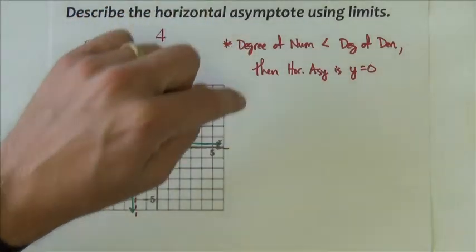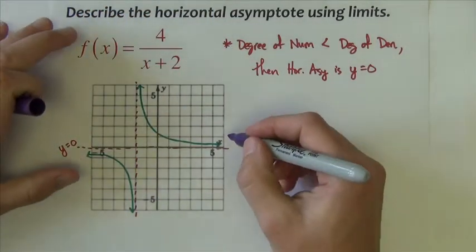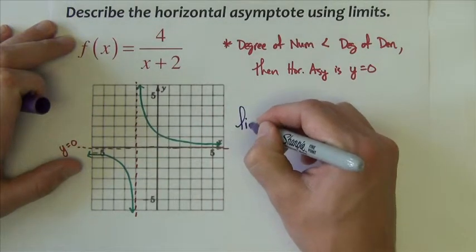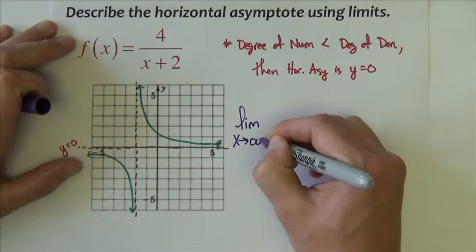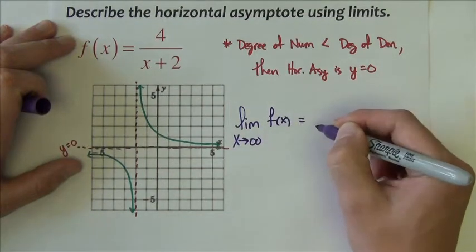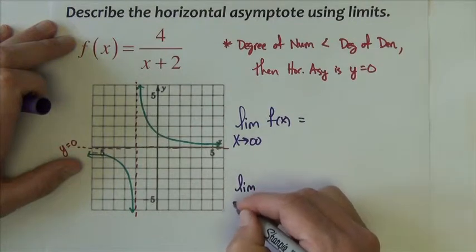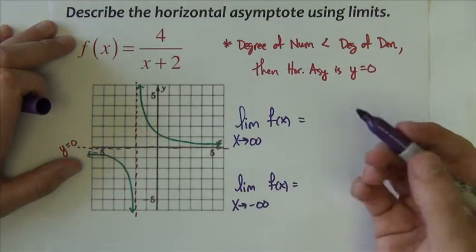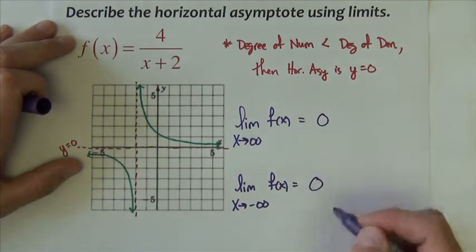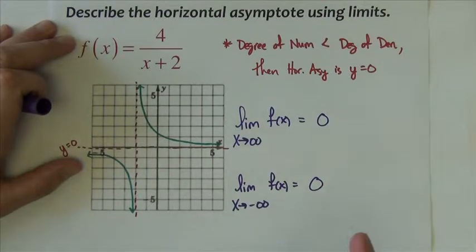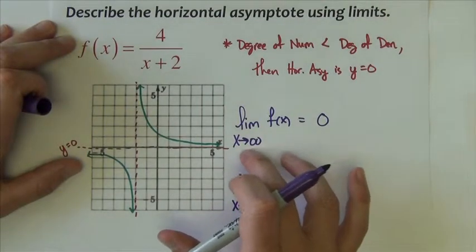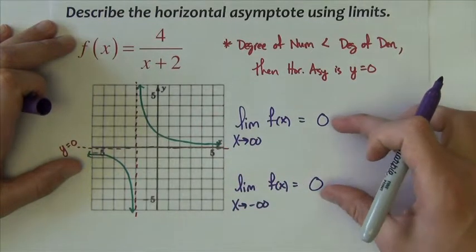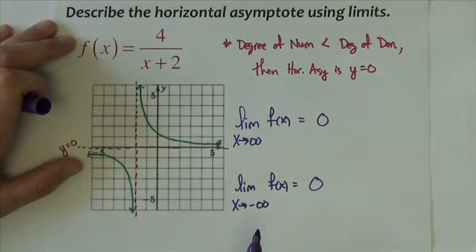But again, if we knew this, we really wouldn't need to see the graph. Well, so I can describe the horizontal asymptote with two limits. The first one is the limit as x approaches infinity of f of x equals, the other one will be the limit as x approaches negative infinity of f of x equals, and what they equal is the horizontal asymptote. Generally, it's like this. Anytime you see limits as x approaches infinity or negative infinity and it approaches a real number, then that real number is a horizontal asymptote.